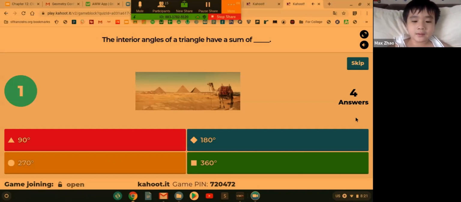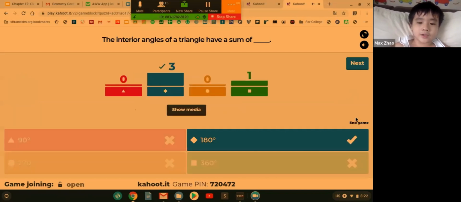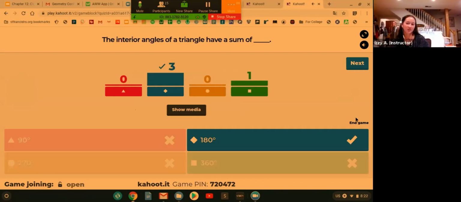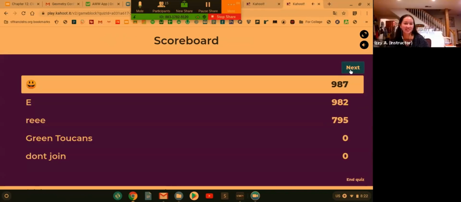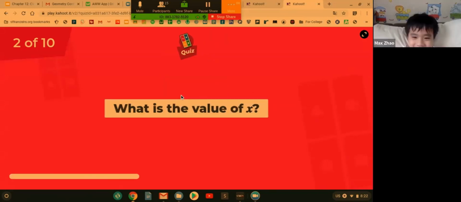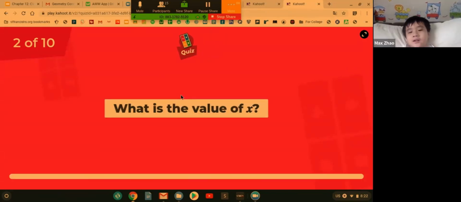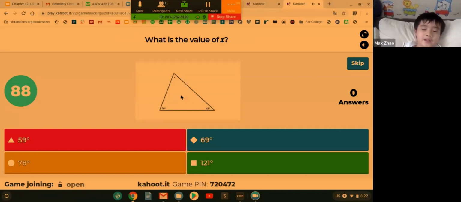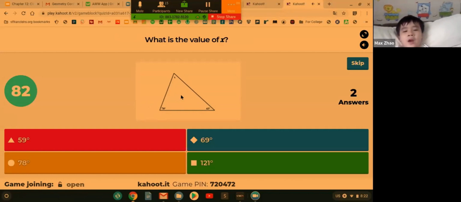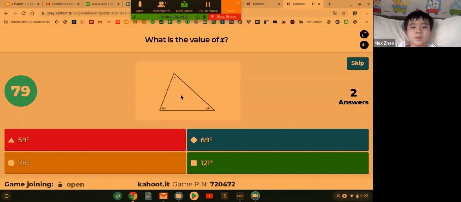Come on, let's just choose it. All right. Yes. So the angles, we have talked about this before. Good, smiley face. Okay, let's see. What's the value of x? I could just answer it, but remember, Max, we want to keep this to ourselves. I'll just give you a tip. Add the angles and then subtract it by the sum.